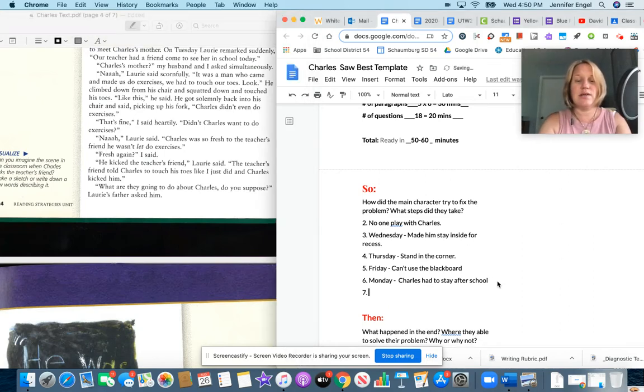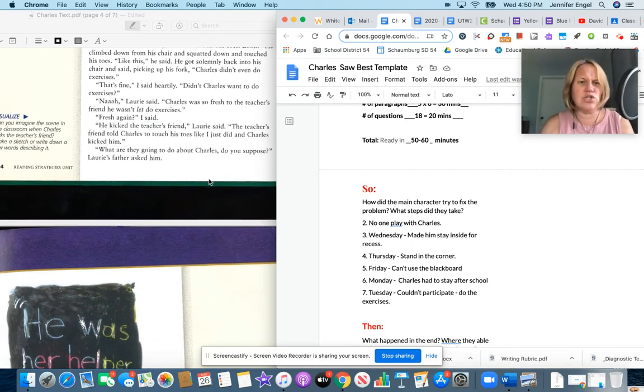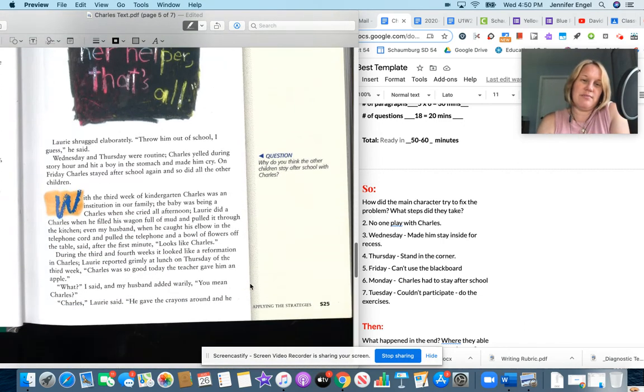And so number 7 was Tuesday. He couldn't participate or do the exercises. Fresh again, I said. "He kicked the teacher's friend," Lori said. "The teacher's friend told Charles to touch his toes like I just did, and Charles kicked him." What are they going to do about Charles, do you suppose? Lori's father asked him. Lori shrugged elaborately. "Throw him out of school, I guess," he said.